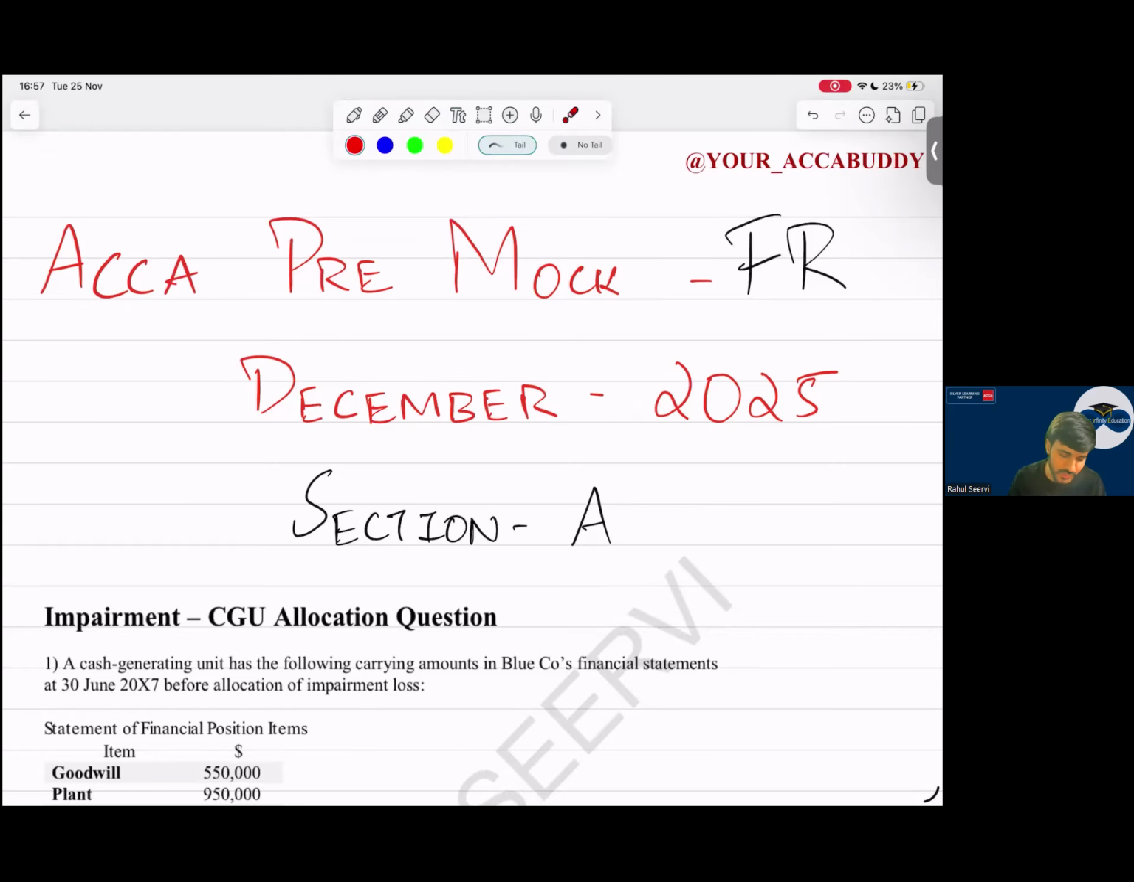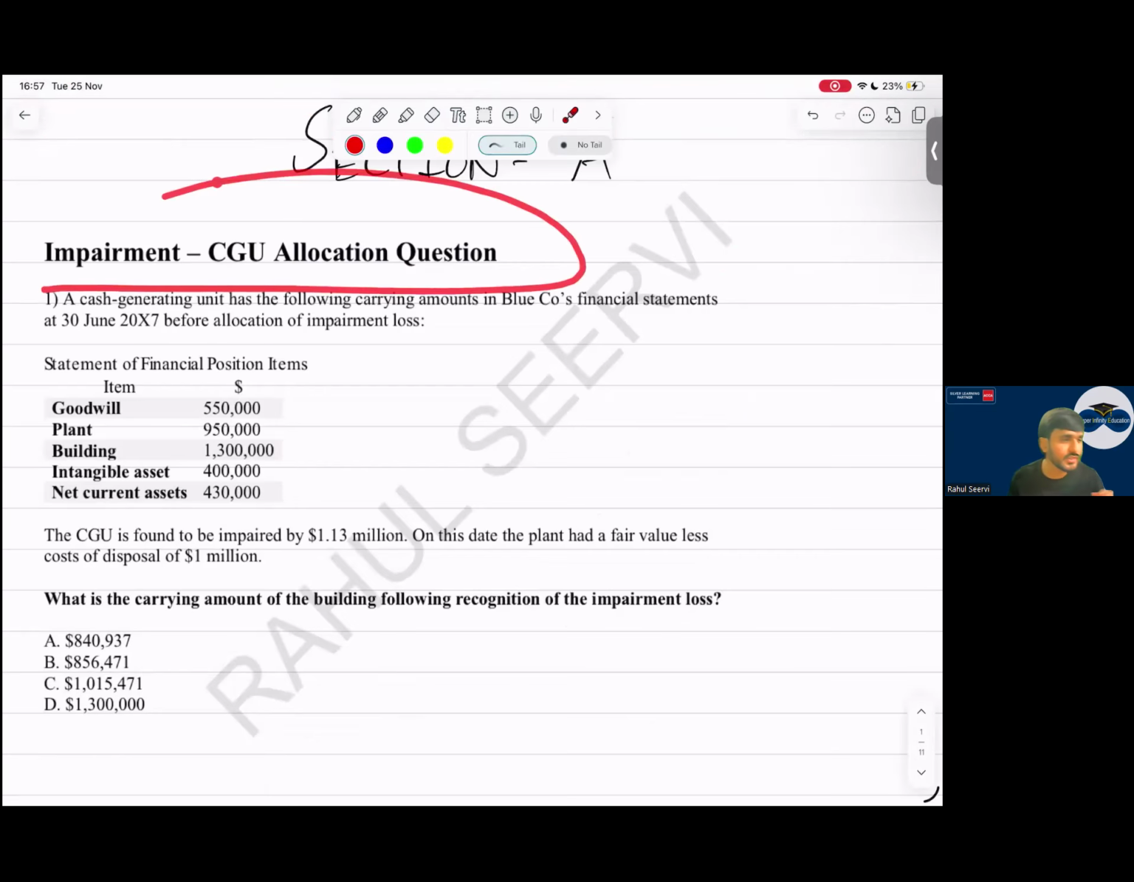As mentioned, the first question is regarding impairment and CGU. So you know impairment questions. What did I mention in the class? Impairment, when do we charge? When will there be impairment? When the carrying amount is more and the recoverable amount (RA) is less, there is impairment. Now this question is regarding a CGU.